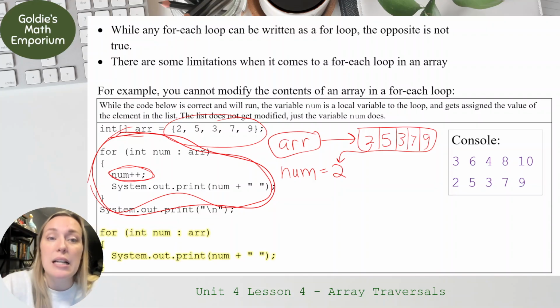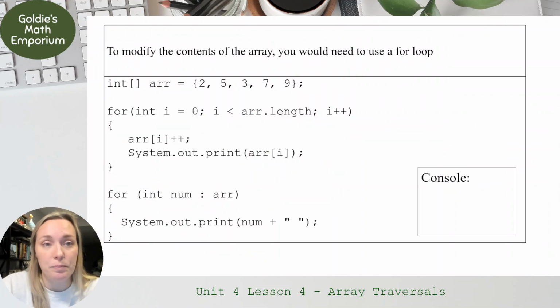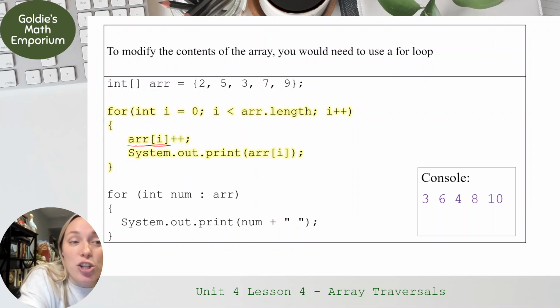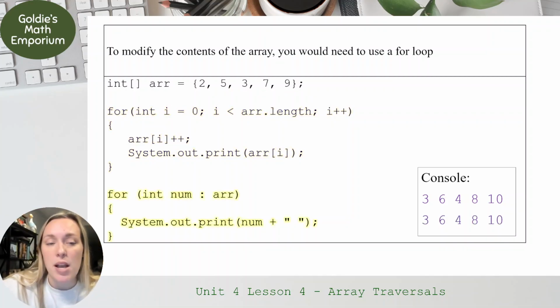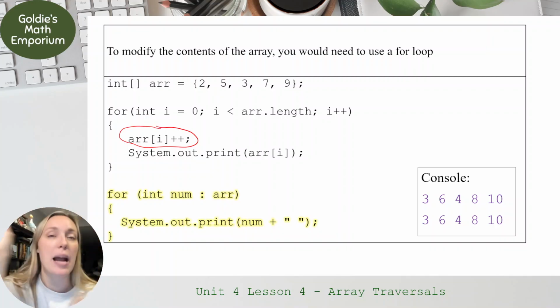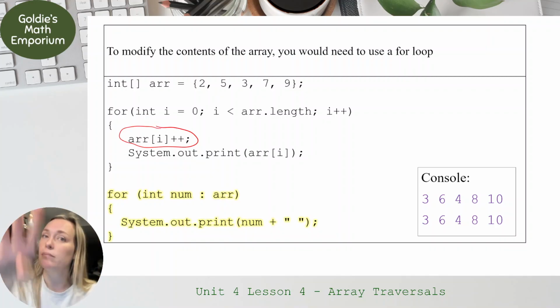A for each loop does not modify array contents. Okay. If you wanted to modify the contents of an array, you need to use a regular for loop. So here's what would happen to the same code using a regular for loop. So if I used indexes and then I actually took the element and I added 1 to it, okay, so I take 2, I add 1, 5, 3, okay, I get print off all the same. If I go back through, those changes were preserved because I accessed the array element and then I modified it. Okay, sound good?